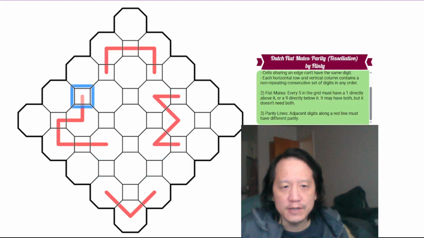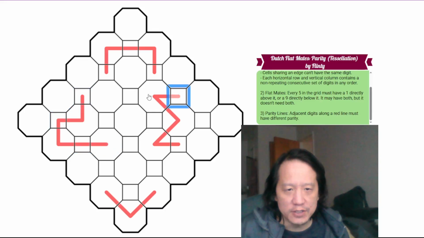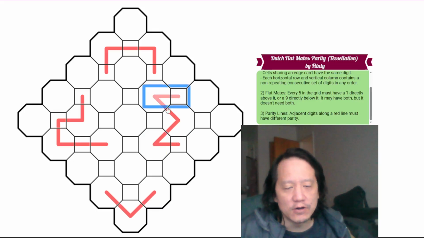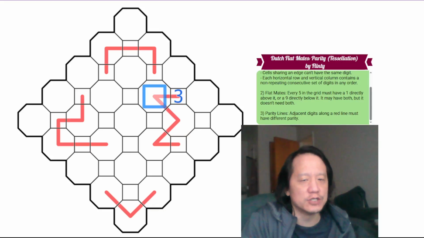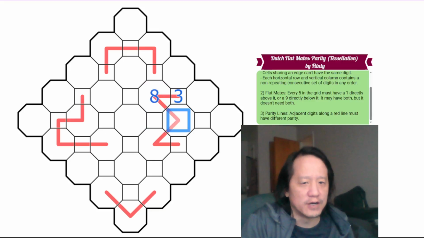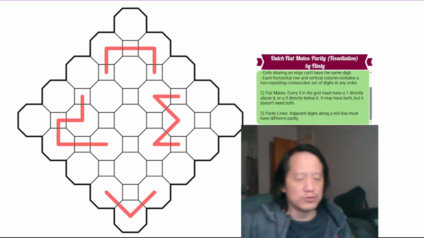And finally, we have parity lines, where adjacent digits along a red line must have different parities. So this is a different parity than this, which is a different parity than this, which is a different parity than this. So it alternates, right? If this was, say, a 3 or an odd digit, this would have to be even. Say we had an 8, and then this would have to be odd, etc. And those are all the rules.